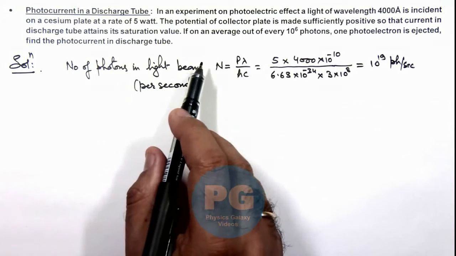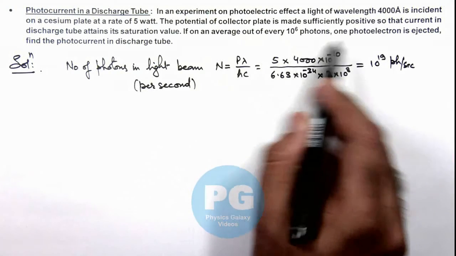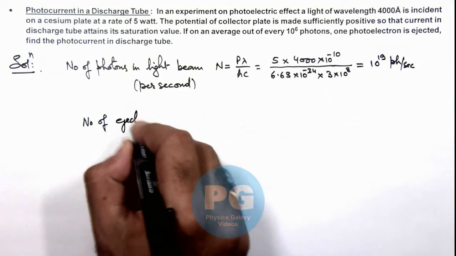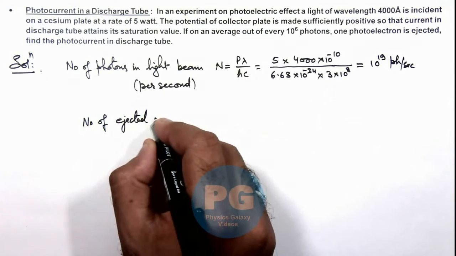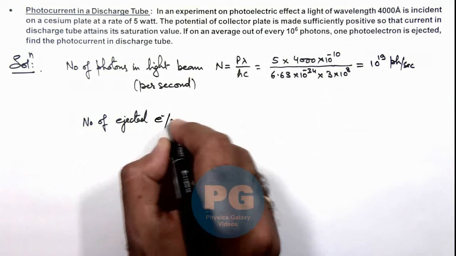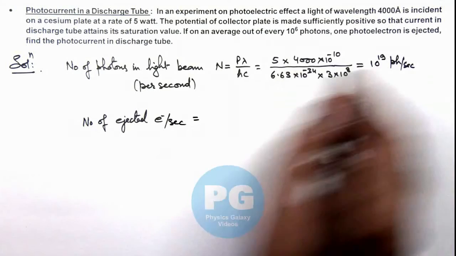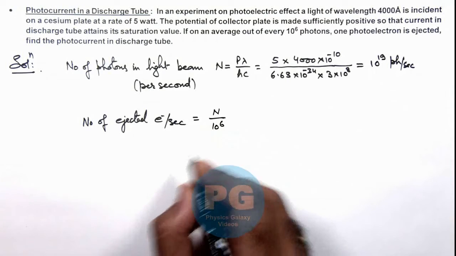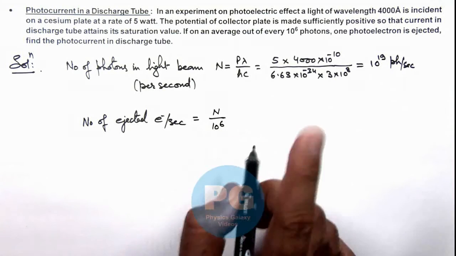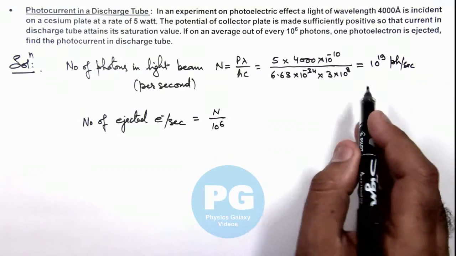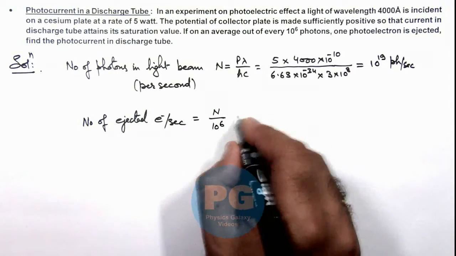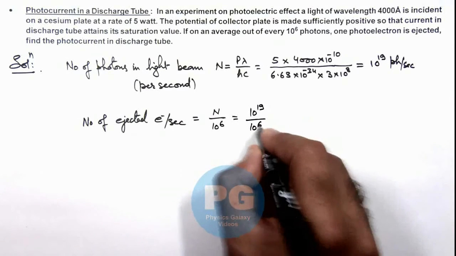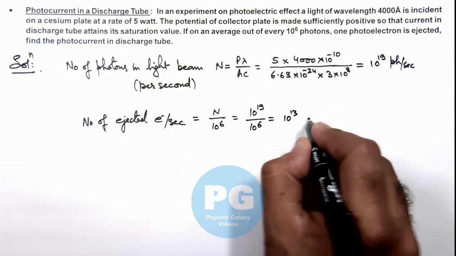And we are given that out of every 10 to the power 6 photons, one electron is ejected. So here we can calculate the number of ejected electrons per second. This can be given as the total number of photons divided by 10 to the power 6. So as out of 10 to the power 6, 1 is ejected, from 10 to the power 19 photons, this by 10 to the power 6 electrons will be ejected. That will be 10 to the power 19 by 10 to the power 6, which equals 10 to the power 13 electrons per second.